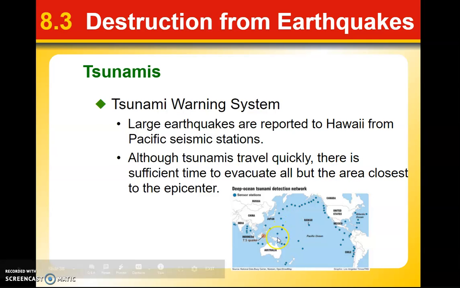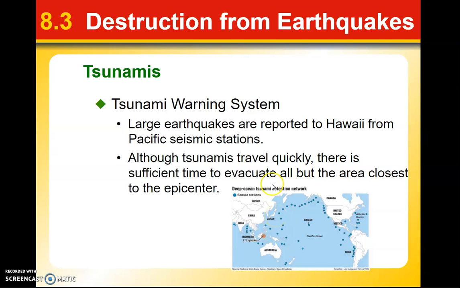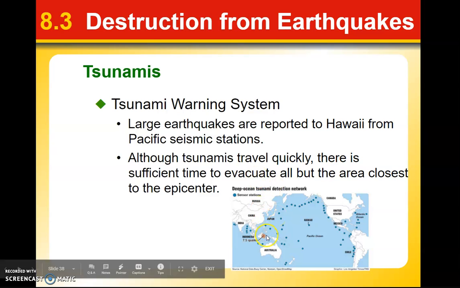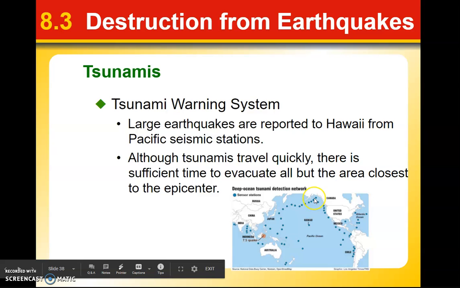So if you had an earthquake right here, you would have a few hours before it got to Japan and give you time to evacuate. If the earthquake happened here in Indonesia and you were in Chile, you'd have plenty of time to evacuate, or even Hawaii. You're also going to have another worksheet that deals with tsunamis and their wave travel time. So remember, here's Alaska up here. We've got quite a few sensors up here that could tell you how long that wave is going to take to get across the Pacific.